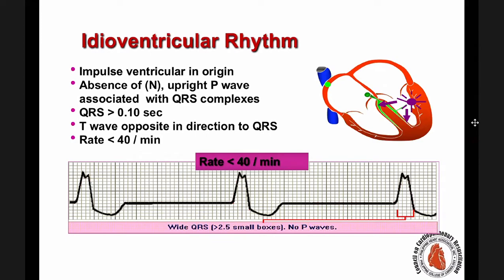So, normal sinus bradycardia: PQRST, narrow complex QRS, but bradycardic. A junctional rhythm is bradycardic, but no P wave, narrow complex QRS. An idioventricular rhythm is also bradycardic, no P wave like junctional rhythm, but it has a wide complex QRS. So to differentiate between junctional and idioventricular rhythm, it's the QRS width, because both have no P wave, both are bradycardic. The difference is that the QRS complex is wide in idioventricular rhythm and narrow in junctional rhythm. Okay?